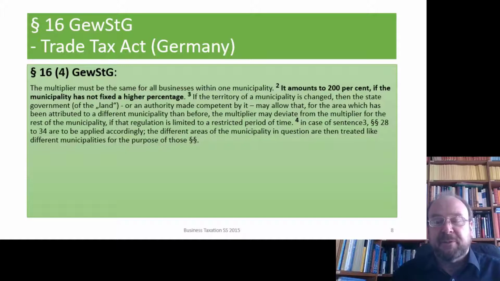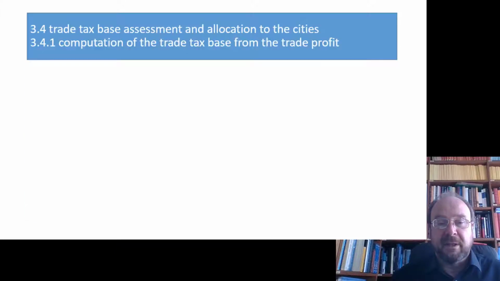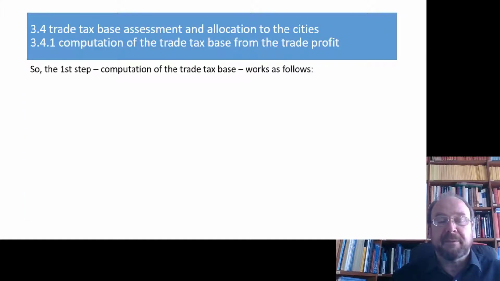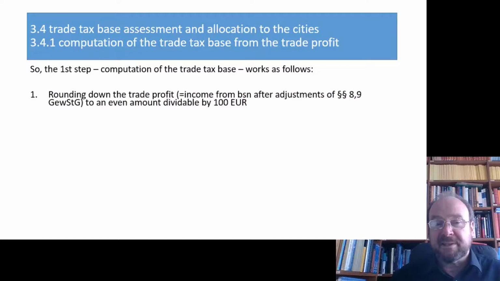That is 16.4. It says we have a minimum tax rate of 200%, and that automatically applies in all cases where a city council or whatever body is responsible sets a lower percentage. So even if a council refused to decide on 200% or 300% or so, automatically 200% would then be applied. Okay, so the first step, to sum it up, works as follows.